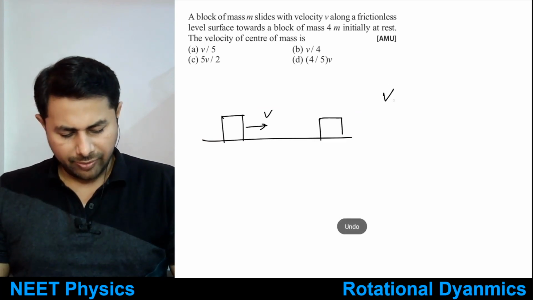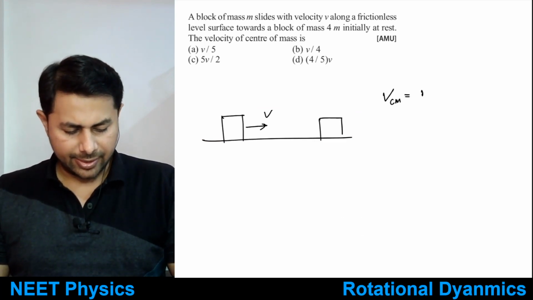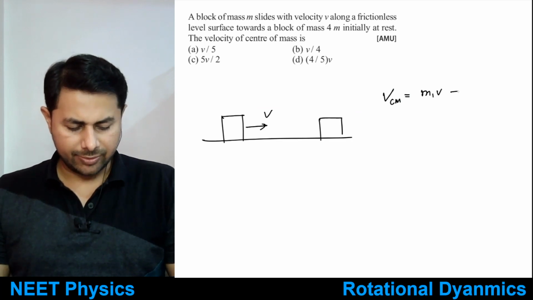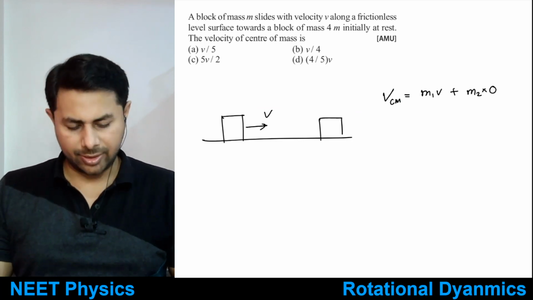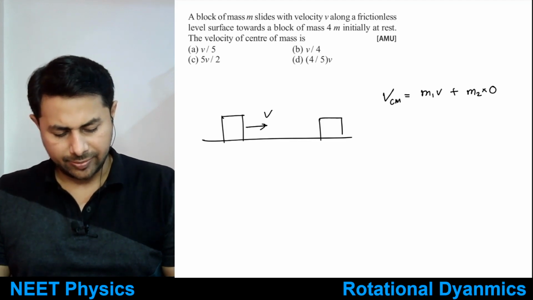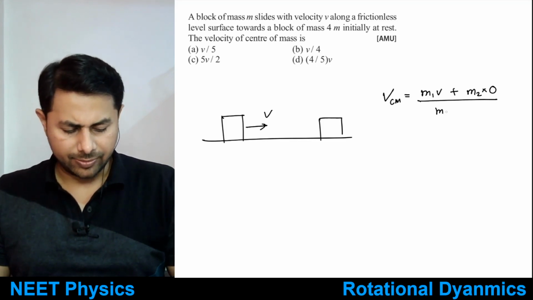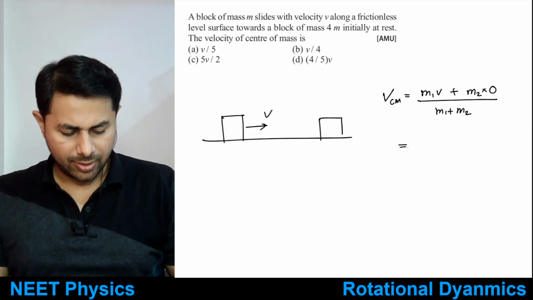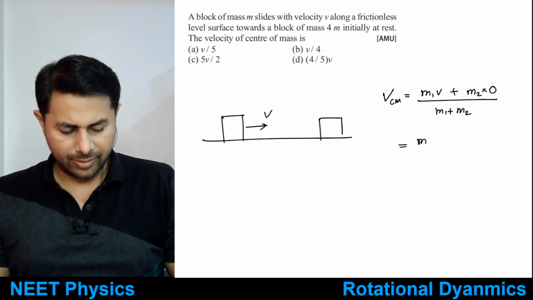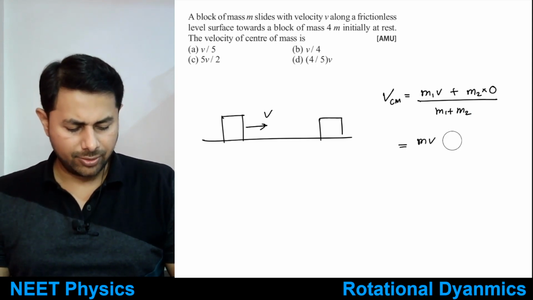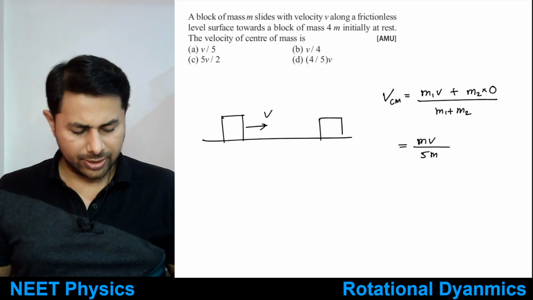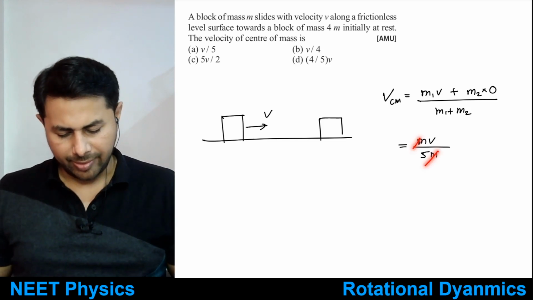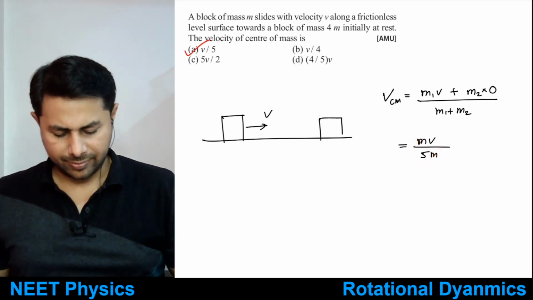So what is the velocity of center of mass? It's m1 v1, that's v, plus m2 times velocity of second one is 0 because second one is at rest, divided by m1 plus m2. So m1 is m times v plus 0 divided by m plus 4m. So it is 5m. The m gets cancelled, so it is v by 5. So option A.